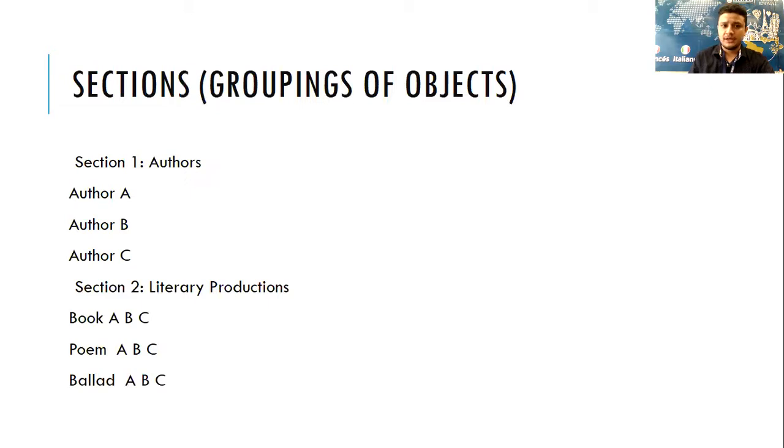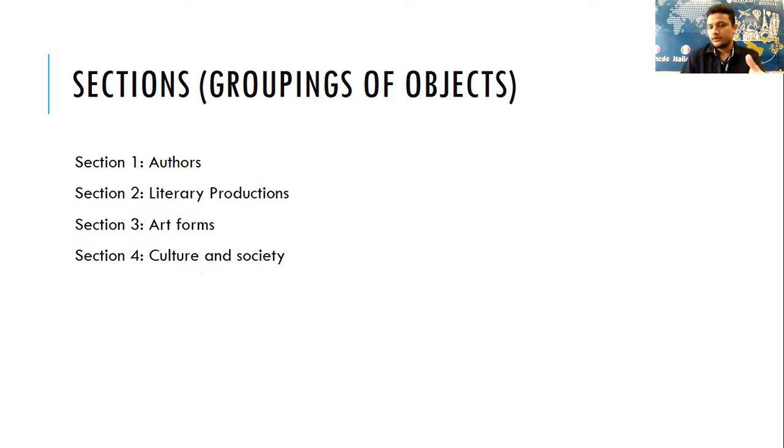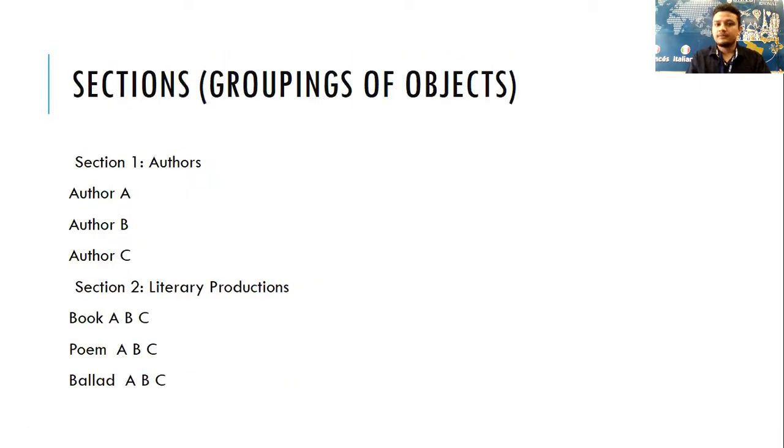I'm going to give you an example in here. I'm going to use the same sections as I previously showed you, just following an example. And I'm going to develop the outline as I wish you develop it. Section number 1 is going to be about authors. So I'm going to talk about the objects that I'm going to present, or the labels: author A, author B, author C. Section number 2, for example, is all about literary productions: book A, B, and C, poem A, B, and C, ballad A, B, and C.